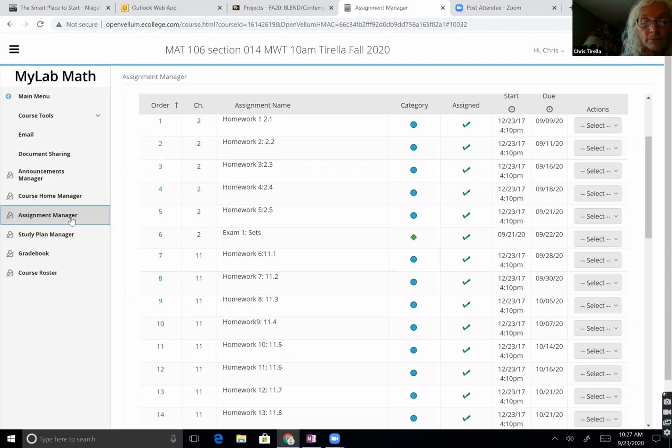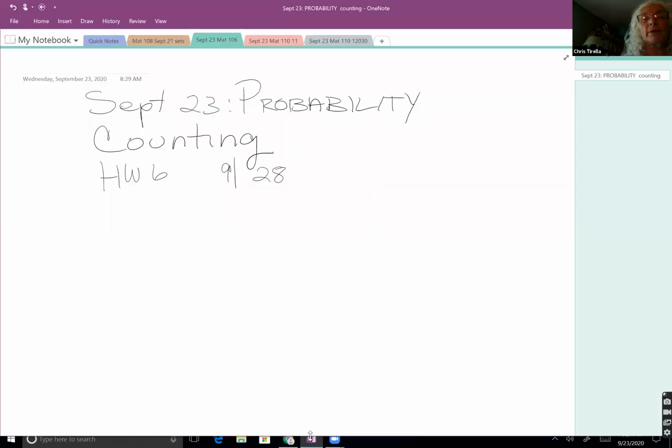If not, we're switching gears a little bit. We had been working in sets. We are now going to be working with probability. In the first couple days of probability, we're not going to be doing a lot of probability, but rather we're going to be looking at how to count.